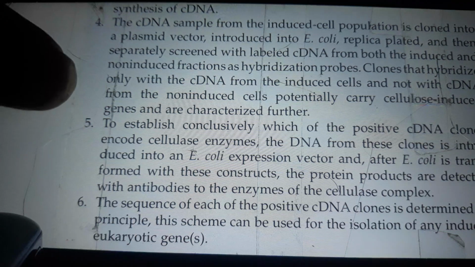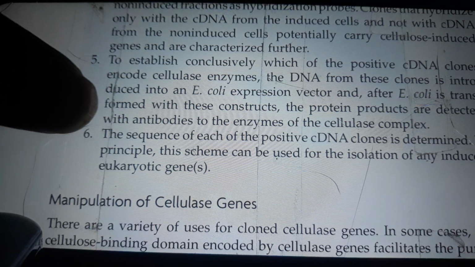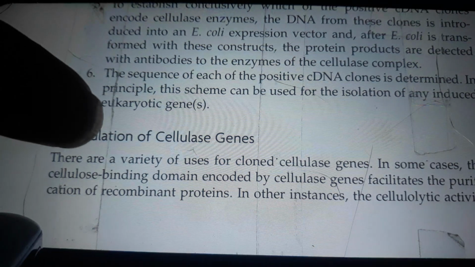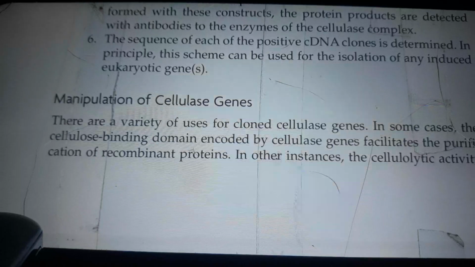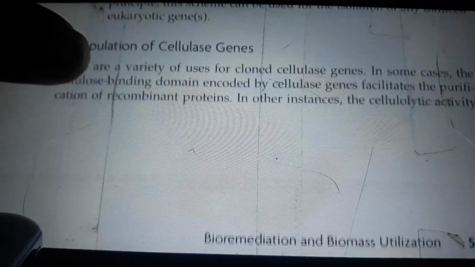To establish conclusively which of the positive cDNA clones encode cellulase enzymes, the DNA from these clones is introduced into an E. coli expression vector, and after E. coli is transformed with these constructs, the protein products are detected with antibodies to enzymes of the cellulase complex. The sequence of each of the positive DNA clones is determined. In principle, this scheme can be used for the isolation of any induced eukaryotic genes.